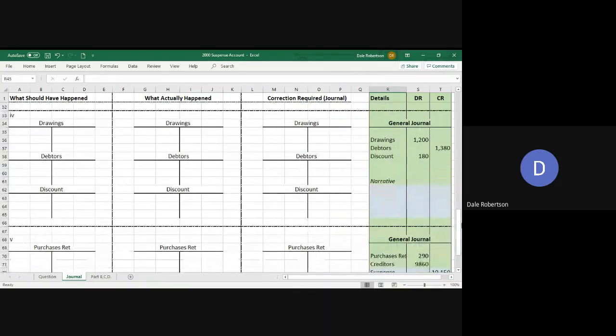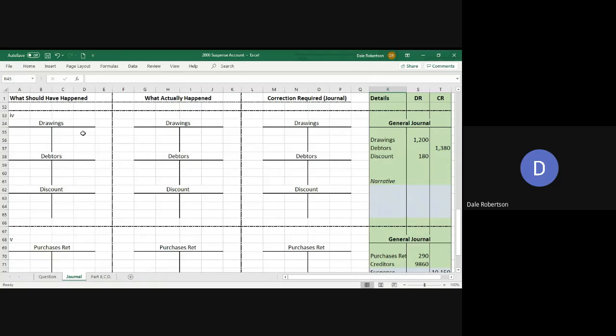Number 4, I sometimes like to call the 3Ds: drawings, debtors, and discount. Let's have a look at this. It says a private debt of 1,200 owed by Reddington had been offset in full against a business debt owed to the firm for car repairs previously carried out. No entry has been made in respect of this offset. No entry has been made means an error of omission. So what actually happened is nothing. So all we need to do is record this correctly.